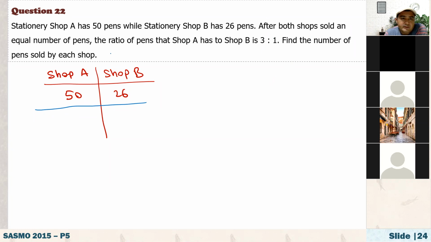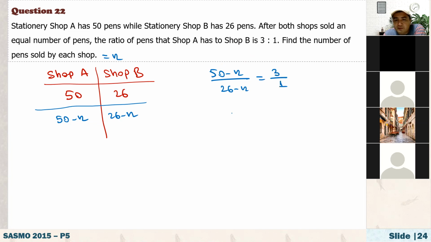Suppose that the number they sold is n pens. After they sold, how many are left here? 50 minus n. How about here? 26 minus n. After that, it says that the ratio of pens that shop A has to shop B is 3 to 1. That means 50 minus n over 26 minus n is 3 over 1. Now, how do you solve this equation? On the left, we have one fraction. On the right, we have one fraction. Cross multiply. One goes up. So that's 1 times 50 minus n equals 3 times 26 minus n.